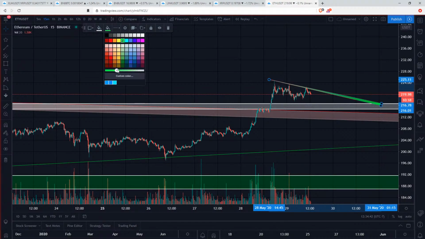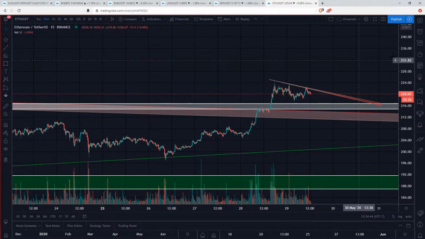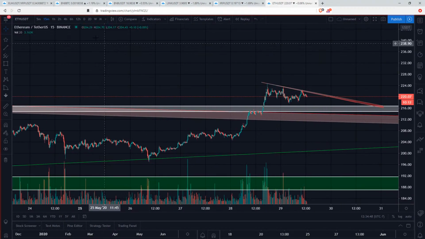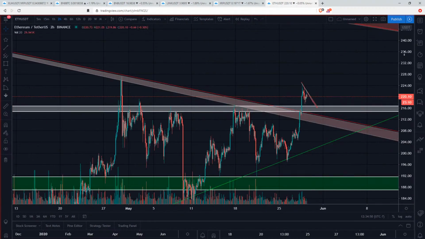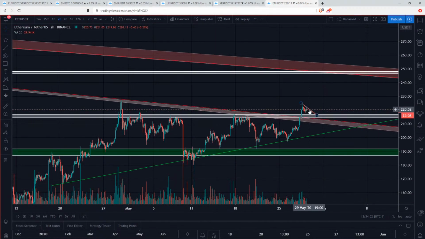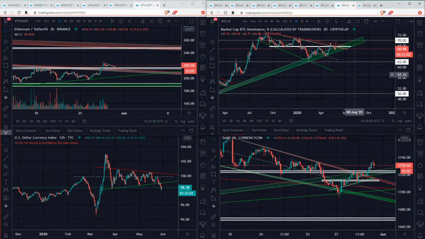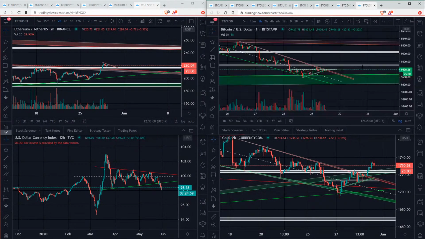Nice projection, and then get it red, some live TA for everyone. And that's the overall structure that we're looking for. If we get a nice break above this zone, I think there's a high probability chance that we could get another significant move to the upside. This is obviously something you've got to take in confluence with the overall structure of what Bitcoin is doing.